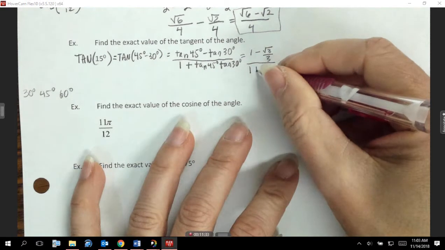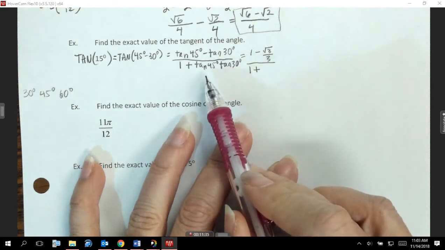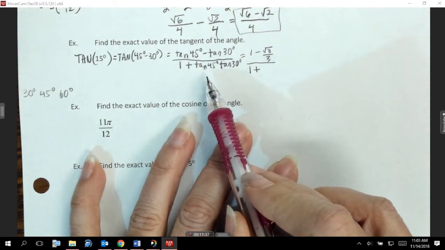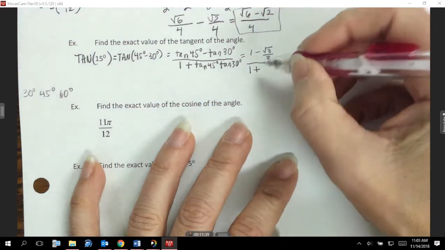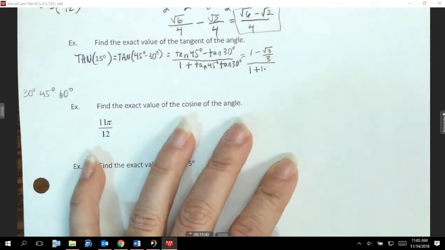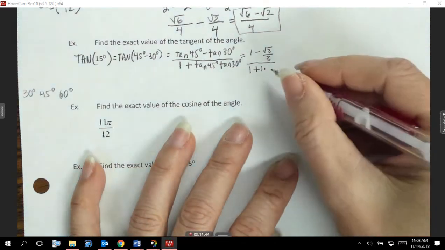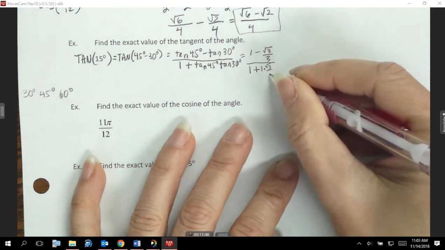Now I have 1, and I have plus, and then I'm going to multiply. What is the tangent of 45? I hope you all get that really fast. And I'm going to multiply that by what is the tangent of 30 degrees? Radical 3 over 3. We just did it on top. So.